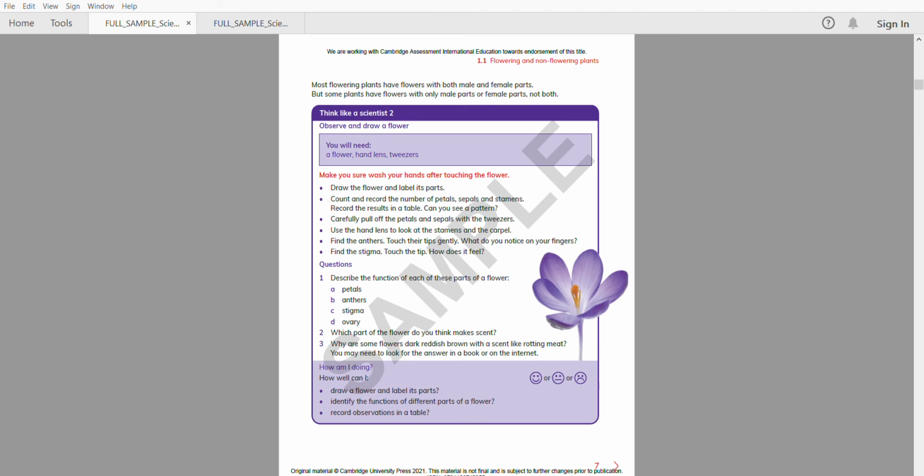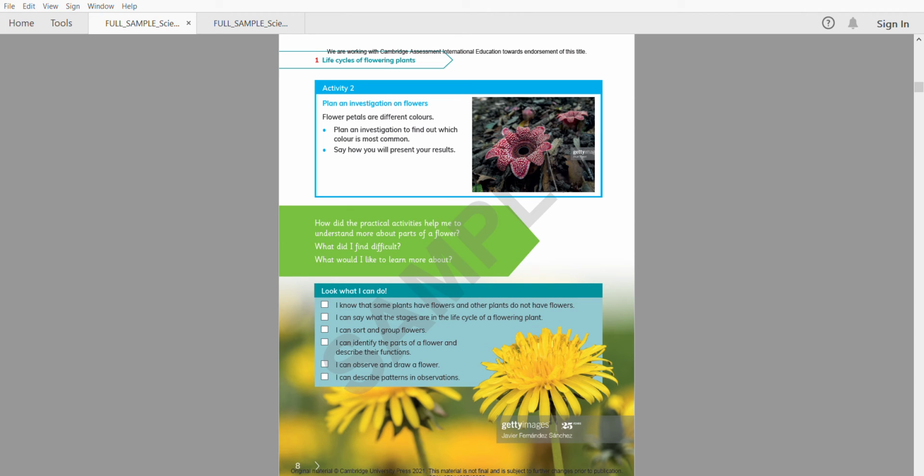Okay, so for the activity 2 on page 8, you actually develop your investigation skills, whereby you also gather information or data from the internet, that is a research skill, and also pattern seeking, where you are able to find out, observe, record, and analyze your data to figure out which is the most common color of the flowers.